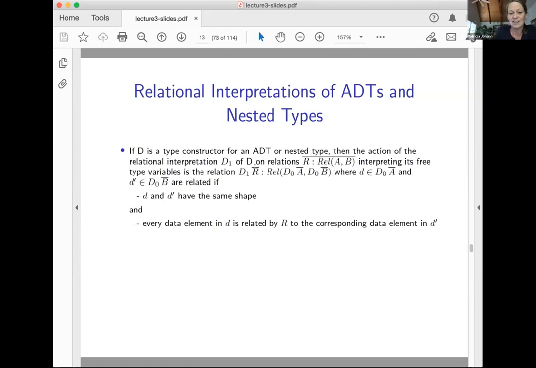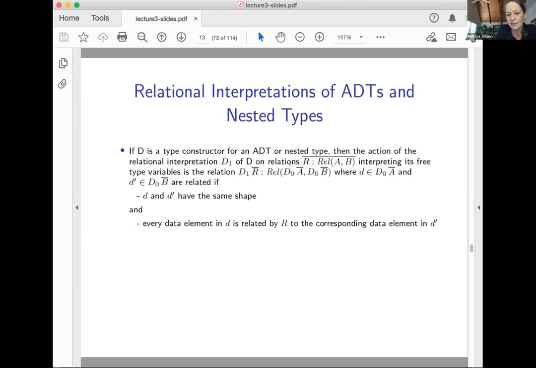What it's going to do is this. So remember that in a parametric model, if I look at that relational interpretation applied to a bunch of relations, I should get a new relation, and it has to be over the set interpretation of my data type on the domains of my relations and the set interpretation of my data type applied to the codomains, right? So that's all I've written here. Okay, so which relation? What's going to happen?